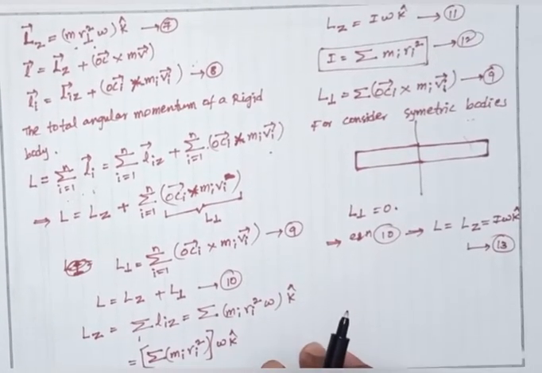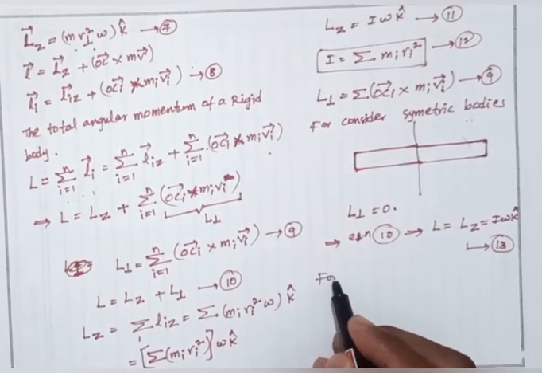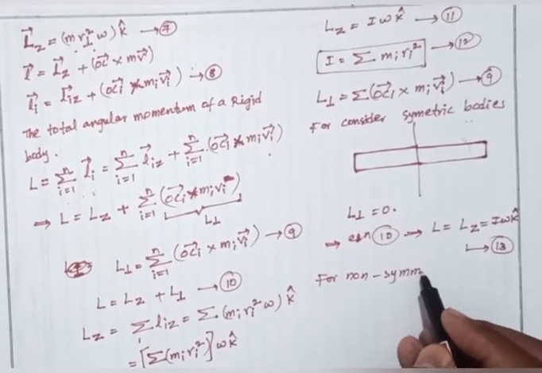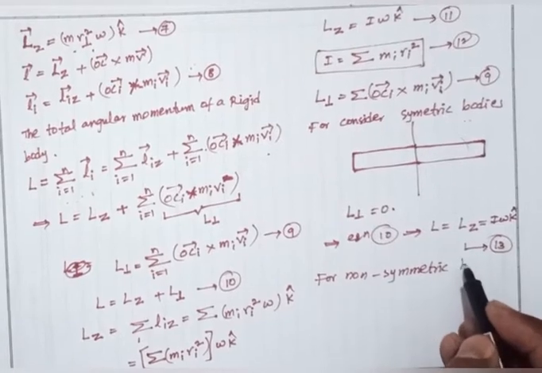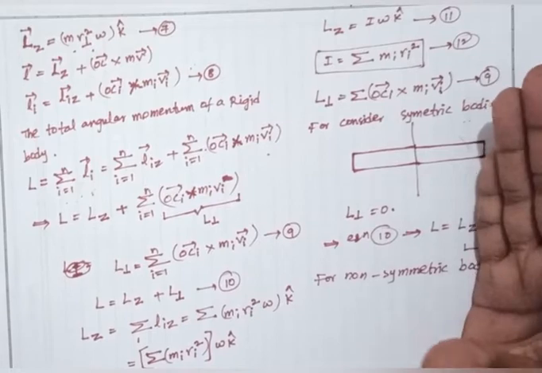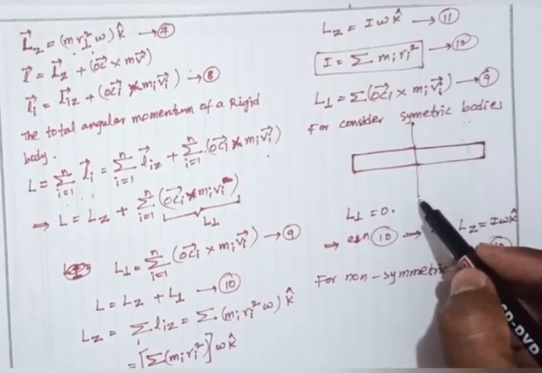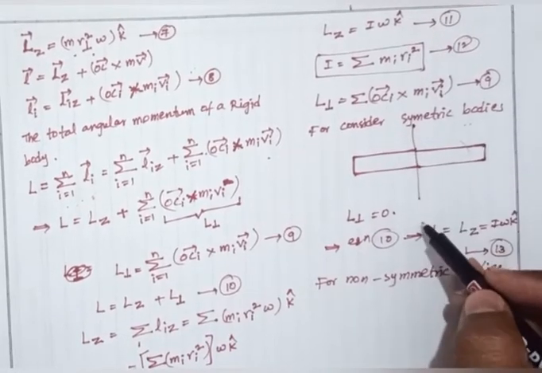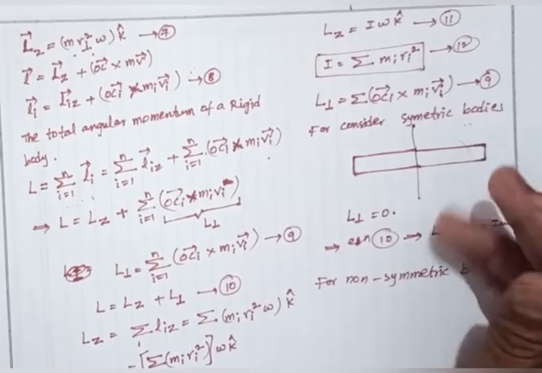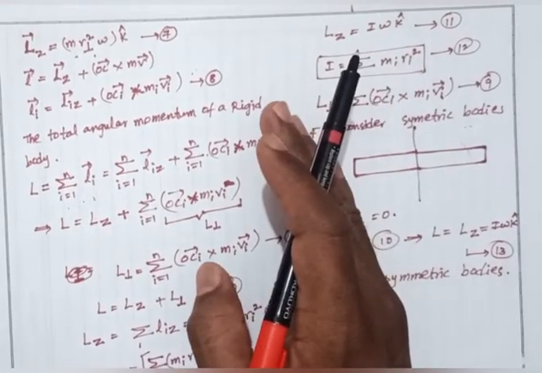Next, we consider non-symmetric bodies. Non-symmetric bodies are those with rotation about a fixed axis. What is non-symmetric? The right hand side of the body is not equal to the left hand side shape.